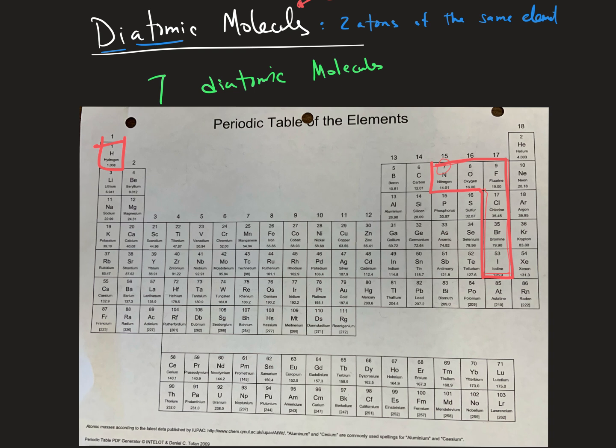So we have H2, we have N2, O2, F2, Cl2, Br2, and I2. So in nature, these things don't exist all alone. These are the only 7 that do this. So when we breathe oxygen, we are breathing O2, not O. You with me? So you got to know those.